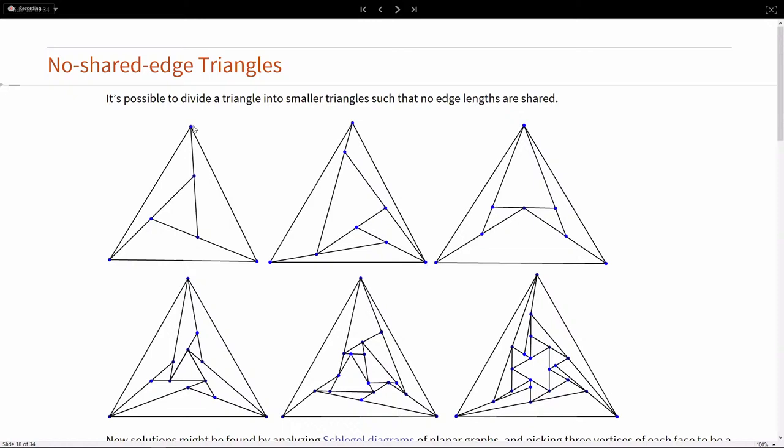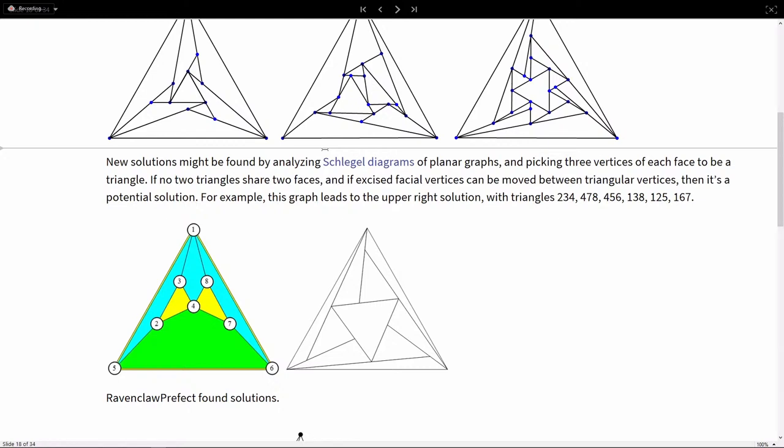Once you have these found, is there a way to find more of them? And that's a problem I posed. One solution I came up with was to look at Schlegel diagrams for planar graphs and picking vertex sets which might be used to go backwards to these triangle solutions. For example, this one here can be used to find this solution here. However, there's a whole bunch of planar graphs that pop out, billions, trillions, and so on. And I was unsuccessful in gleaning those out, but I did manage to doodle and find other solutions, such as this one, where all the triangles have the same area except the central triangle.